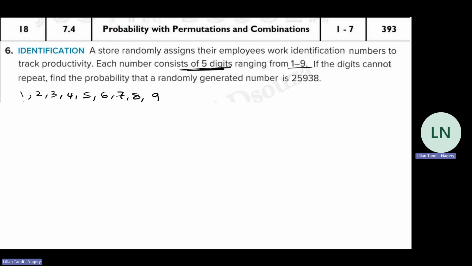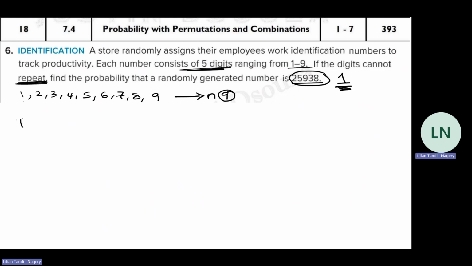1, 2, 3, 4, 5, 6, 7, 8, 9. So those are 9 numbers. Okay, so your n is 9. If the digits cannot repeat, find the probability that the randomly generated number is this one. This number can only happen one time.